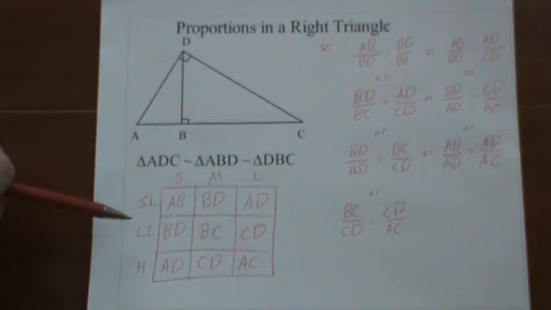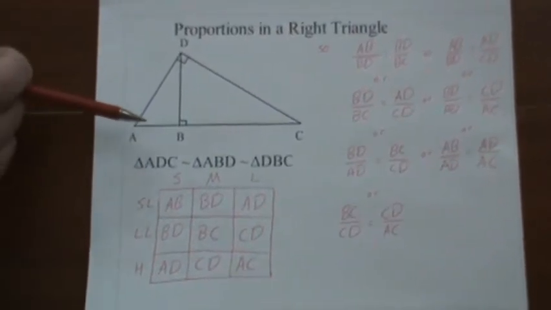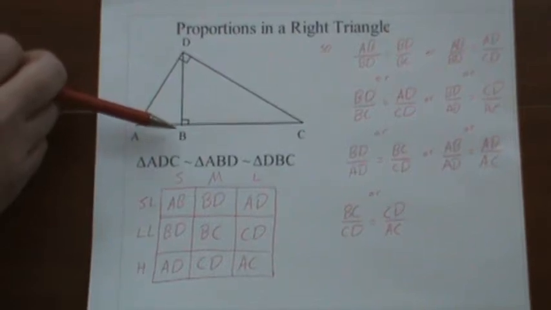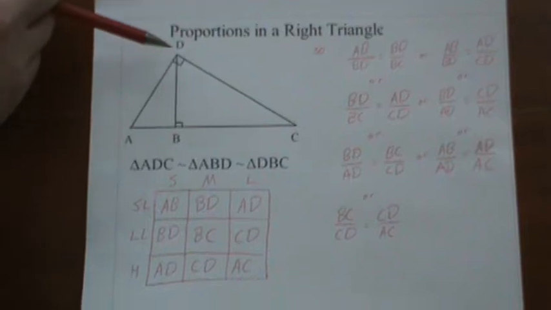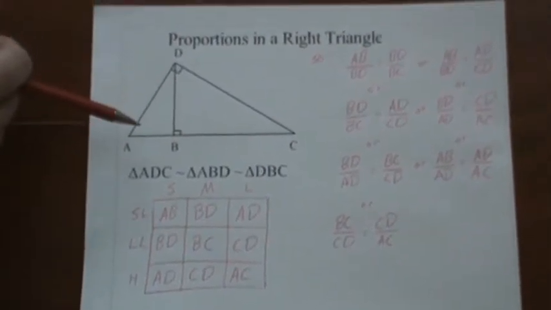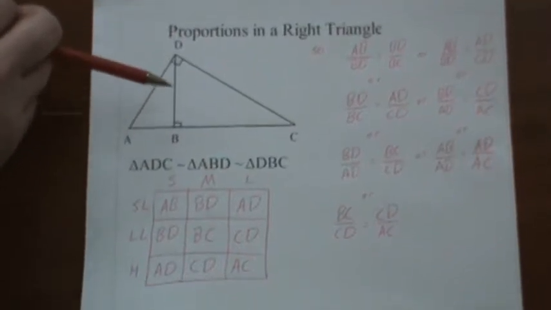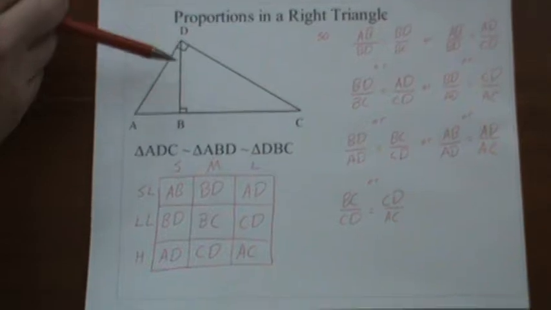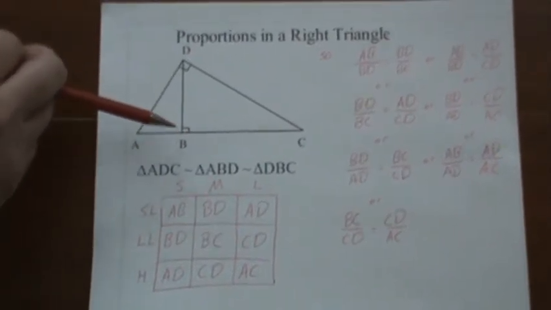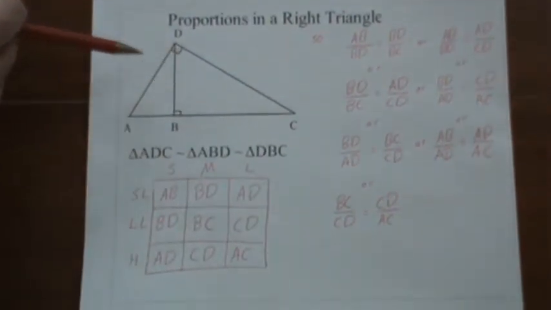Remember, the legs of a right triangle are the sides that make up the right angle. So in the small triangle, segment AB is the short leg, and segment BD is the long leg, and segment AD is the hypotenuse. The way I tell the difference between the short leg and the long leg is just visually. In the medium triangle, triangle DBC, the short leg is segment BD, the long leg is segment BC, and the hypotenuse is segment CD.